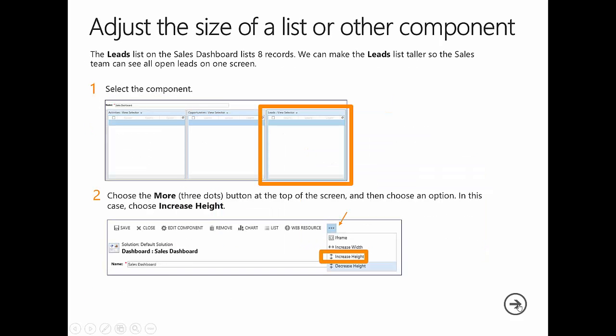Adjust the size of a list or other component. The leads list on the sales dashboard lists 8 records. We can make the leads list taller so the sales team can see all open leads on one screen. To do this, we select the component and then click the More button, the 3 dots at the top of the screen, and then choose an option. In this case, increase height.